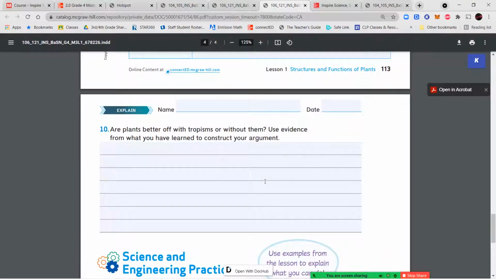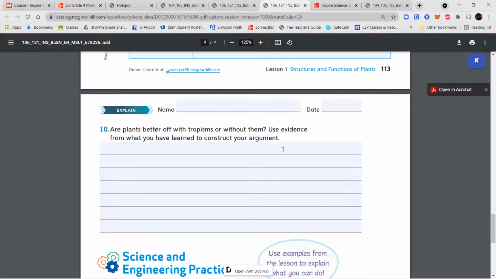Are plants better off with tropisms or without them? Use evidence from what you learned to construct your argument. So think about everything you learned about tropisms and why they exist and why plants have those different abilities. And think, is that beneficial to the plant?